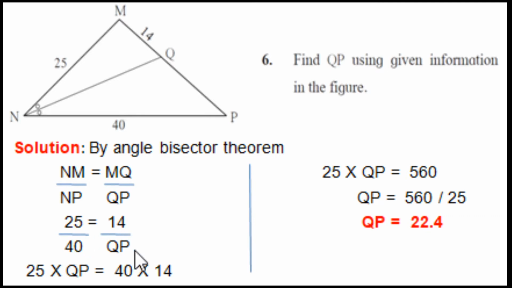Now cross multiply. 25 into QP is equal to 40 into 14. Now 40 into 14 is 560. 25 into QP, so QP is equal to 560 divided by 25. You get QP is equal to 22.4. Then next question.